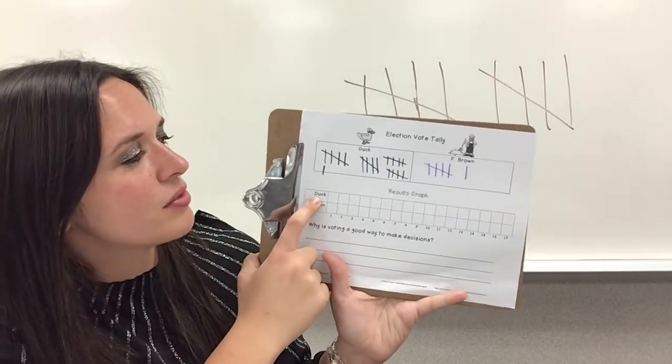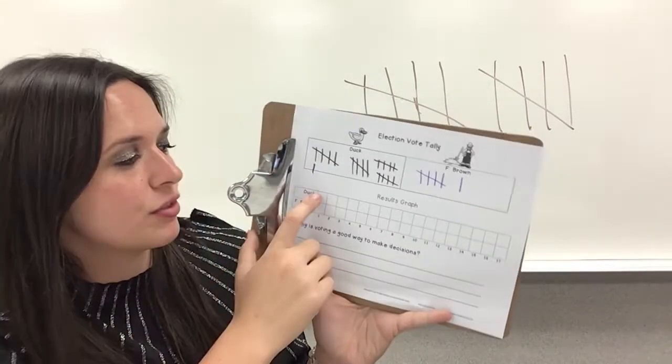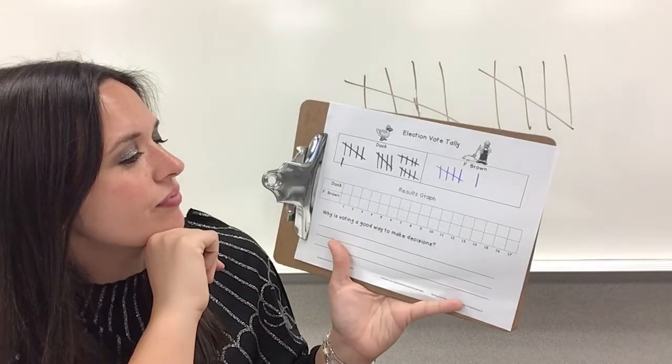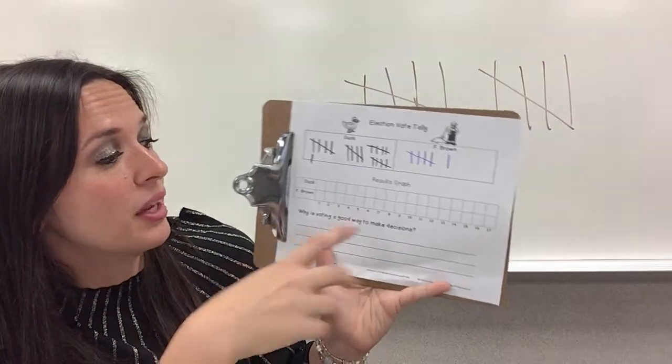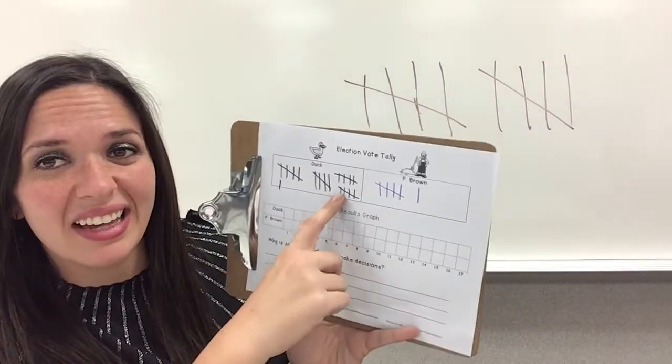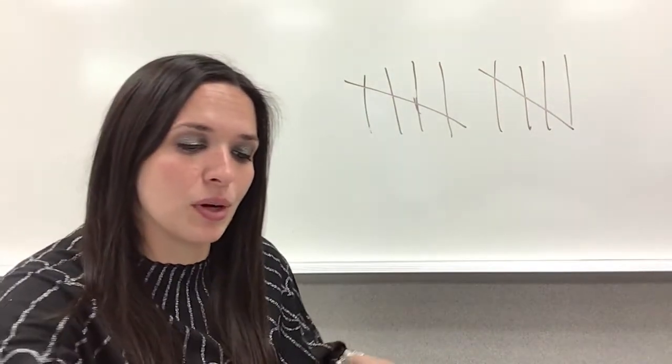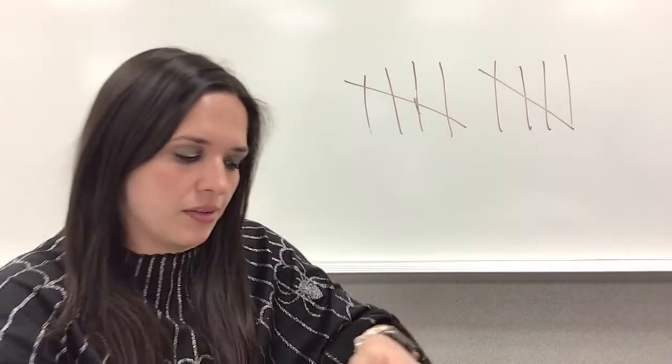So Duck's name is here first, so we're going to color in a square for each tally, or each vote that Duck got. Since it only goes up to 17 and Duck had 21 votes, we're going to color in this entire top row for Duck. So I'm going to do that real quick.